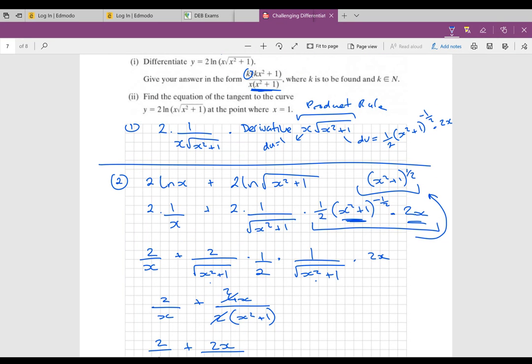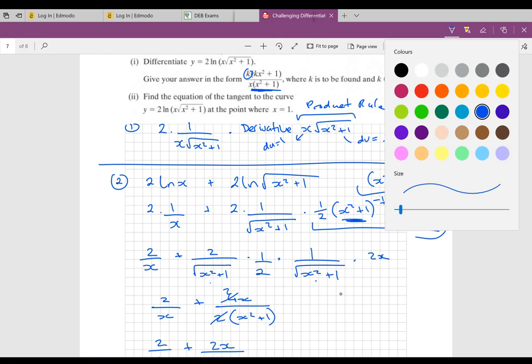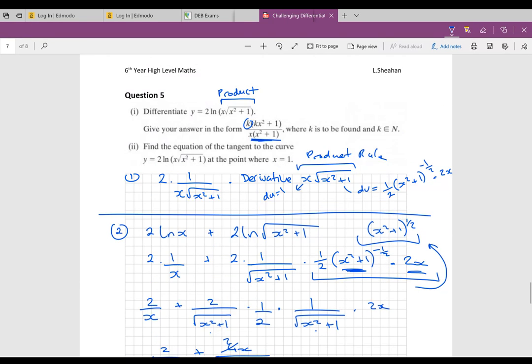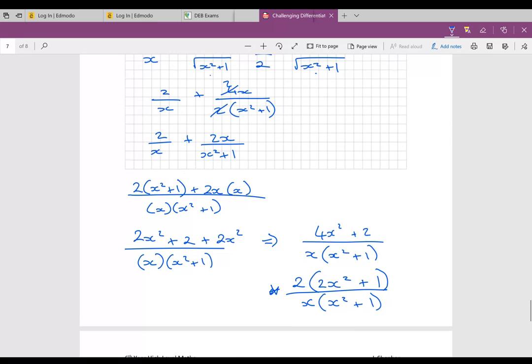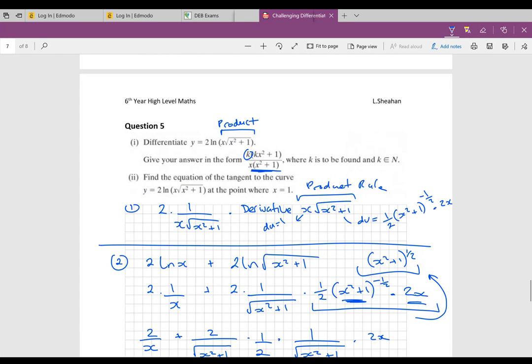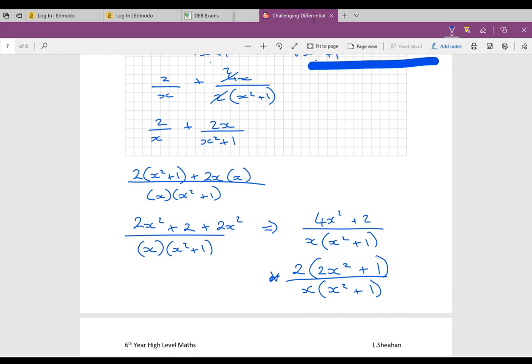Okay? Going on from this, it then asks you to, and I'm just going to see, can I change my color pen? Okay, I can't. It then says find the equation of the tangent to the curve at x is equal to 1.